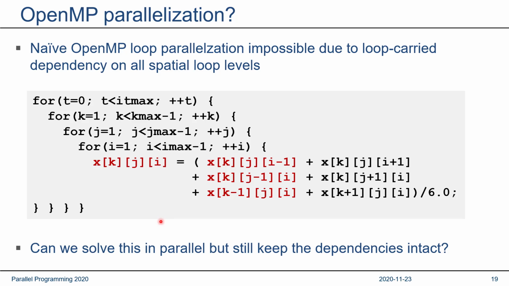This is why just writing naively an OMP parallel for in front of the k loop, or any loop for that matter, will not work, because we have loop carried dependencies on all spatial loop levels. X of k,j,i is computed using x of k,j,i-1, x of k,j-1,i, and x of k-1,j,i. Each of these 3 neighbors has been computed in the previous i, j, or k iteration. So whichever loop you would choose for parallelization, it will not work because you have a loop carried dependency. The central question is, can we solve the problem still in parallel, but keep these dependencies intact?